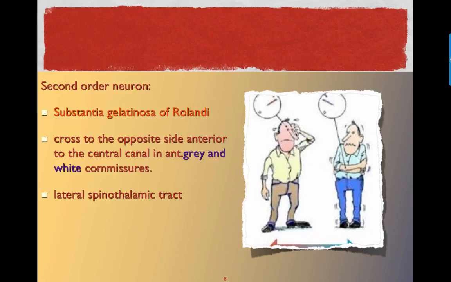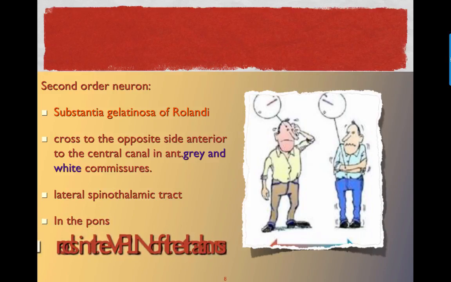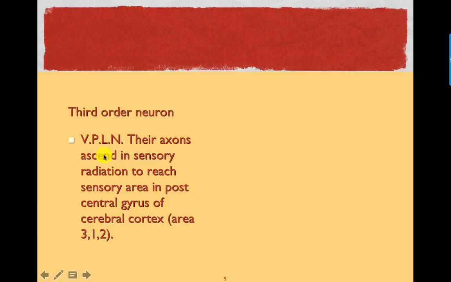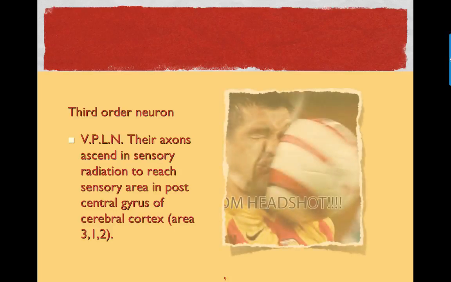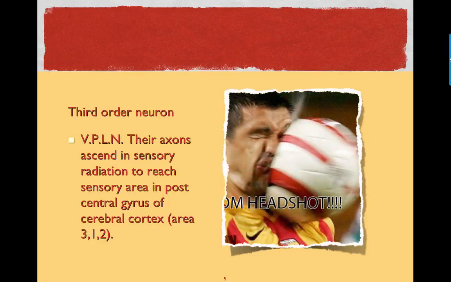where here we will form in the lateral column the lateral spinothalamic tract that will join the ventral spinothalamic tract in the pons to form the spinal lemniscus, and finally end in the third order neuron, which is the ventral posterolateral nucleus of the thalamus. The axons ascend in the posterior limb of the internal capsule, then pass in the sensory radiation to reach the sensory area in the postcentral gyrus, areas 3, 1, 2.